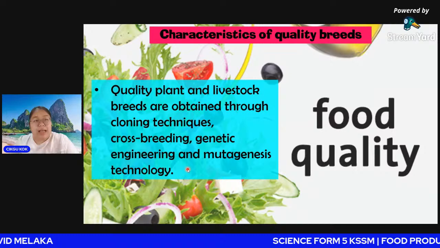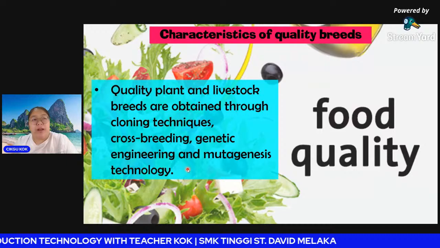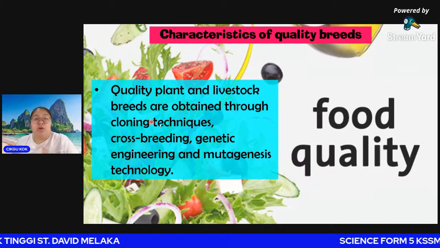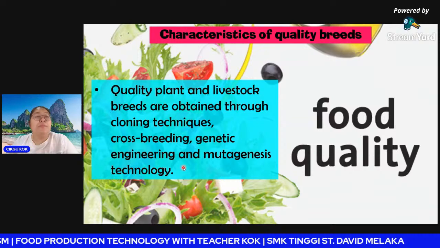They don't want the original to go to plant. They want to straightforwardly do the cloning so I can make sure my result, my production, must be the same as the original. So that's why they do some of these processes. First is the cloning technique. After that, they do crossbreeding, then genetic engineering, and the last one, mutagenesis technology. This is what technique they use to maintain the quality breeds. Then we go to the next part.